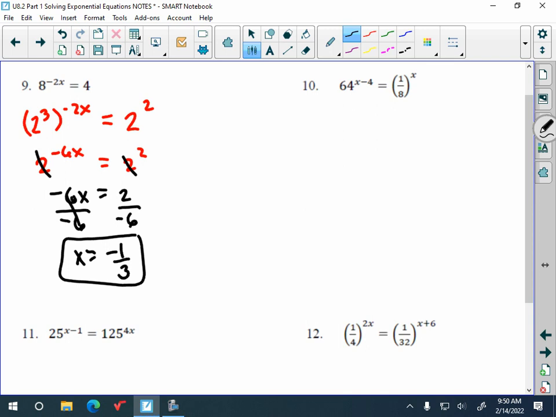All right, now number 10, we have base 64 and base 1/8. So this is where when you have a fractional base, the easiest thing to do is flip it. So that's 8 to the negative 1 power to the x. All right, now I can multiply the negative 1 and the x together. I'm just showing you all these steps. I know some of you are going to combine steps together.